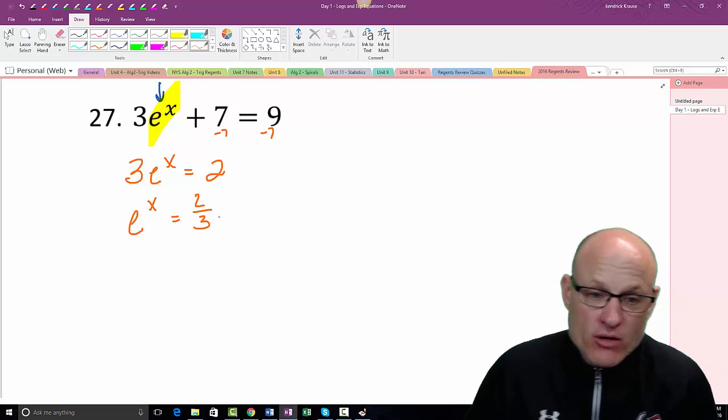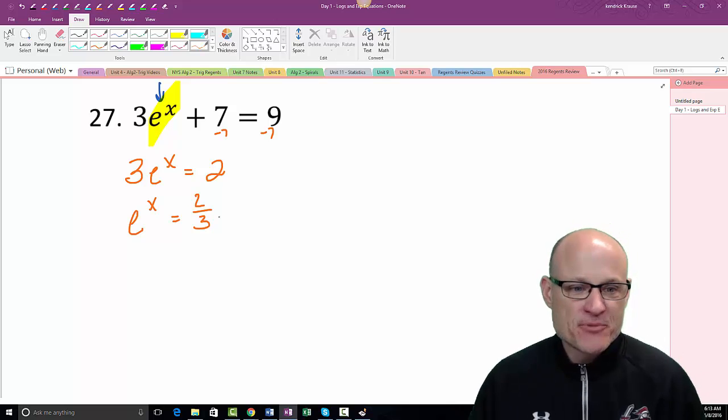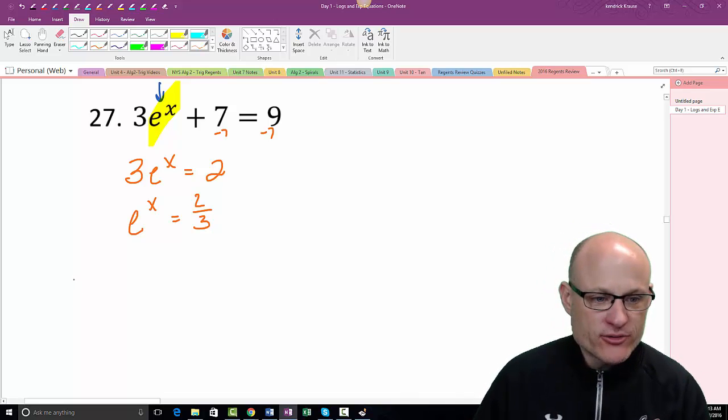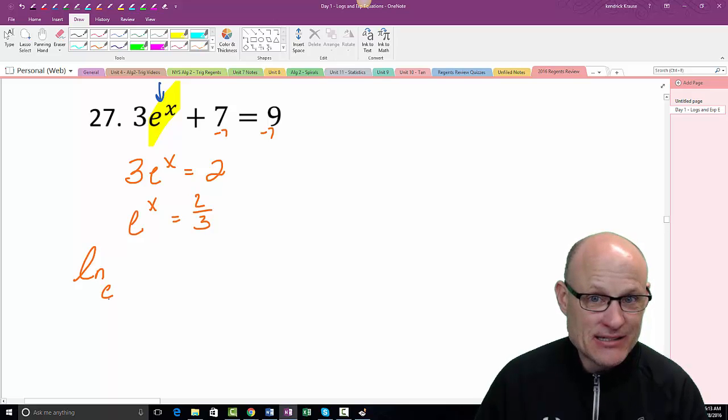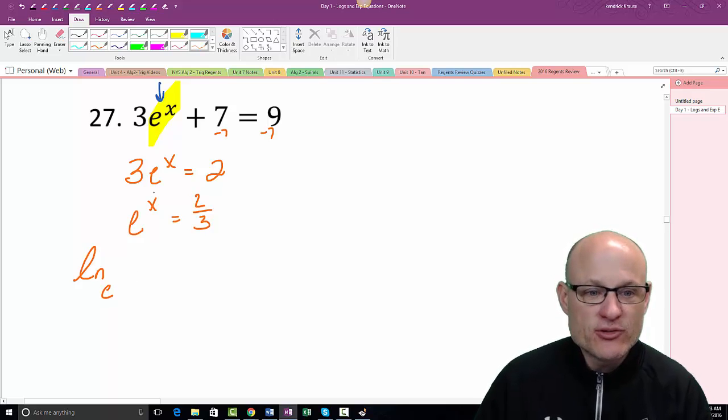So there are not logarithms, but you have to use ln. So if you want to write it like this, you can write it like this. ln of base e, and then these two things switch, of 2/3 is equal to x.